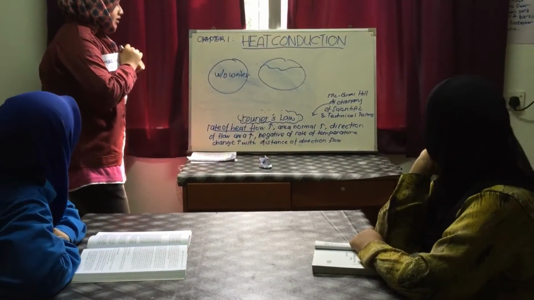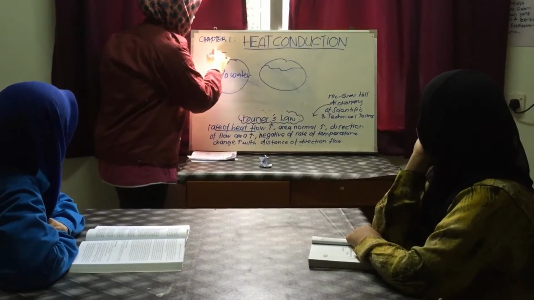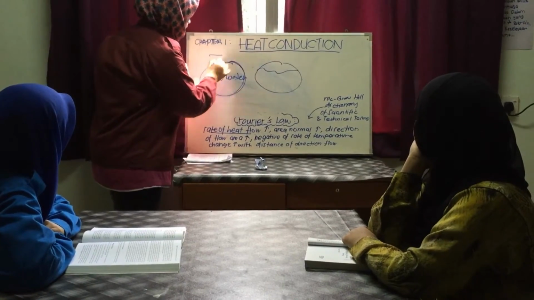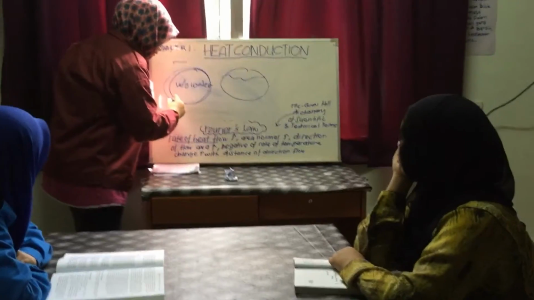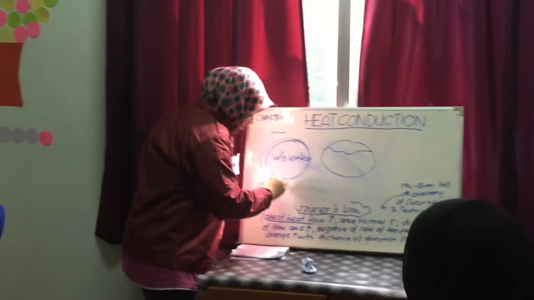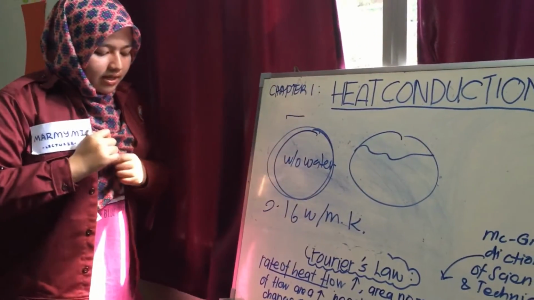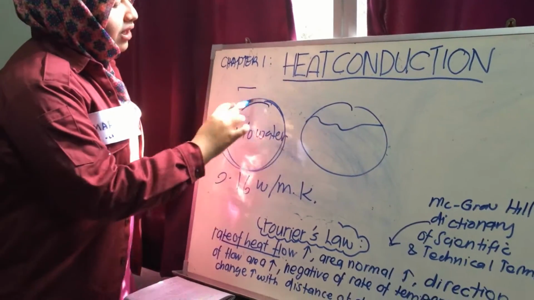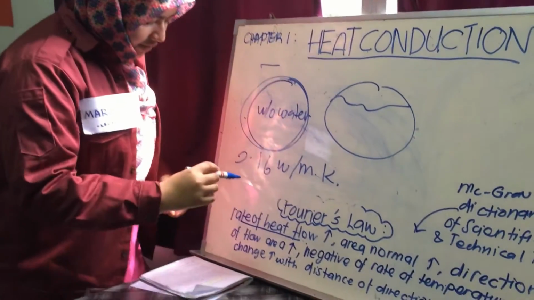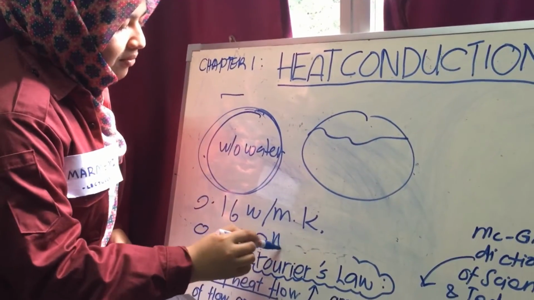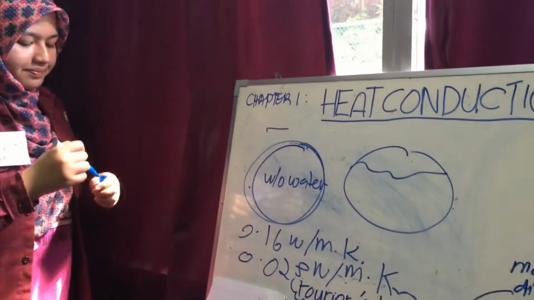As for the theory, previous research has stated that the balloon rubber has a thermal conductivity of 0.16 W per meter Kelvin. The first one is the balloon without water, which is filled with air, and has a thermal conductivity of 0.025 W per meter Kelvin.